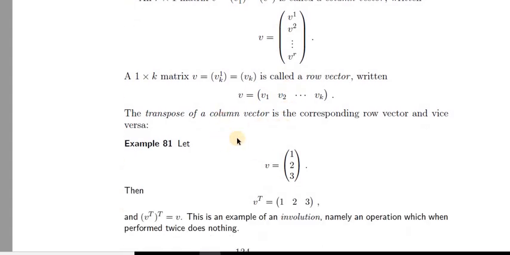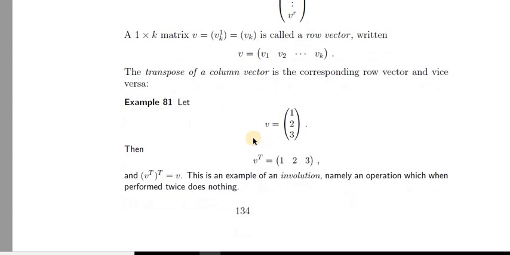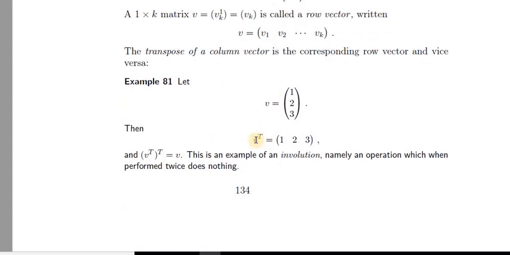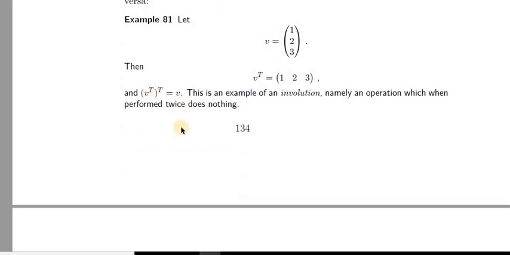Now the transpose of a column vector is a row vector and vice versa. And this transformation expressed by transpose is called an involution because it is its own inverse. If you take V transpose transpose, you get V back again. And that's true whether V is a row vector or V is a column vector.